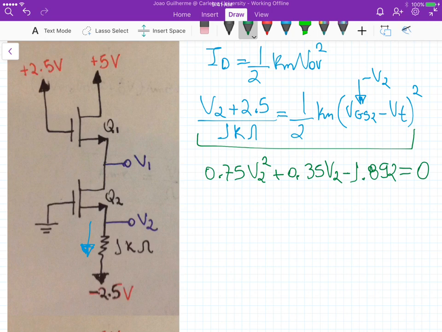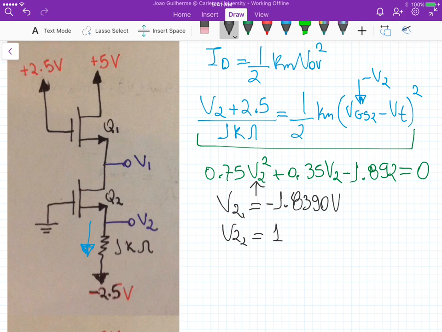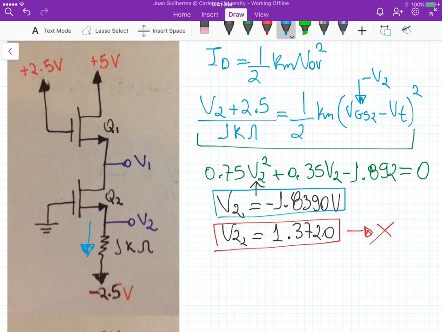Okay, and if we solve this equation using the same approach as before, we find a V21 that is equal to minus 1.8390 volts and a V22. So there are two solutions, right, because it's quadratic, two roots. One is minus 1.839 and the other one is 1.3720. Now this one is not allowed because it doesn't agree with the saturation condition, so it doesn't give us the correct condition. And V2 equal to minus 1.83 volts is actually okay with the saturation condition.